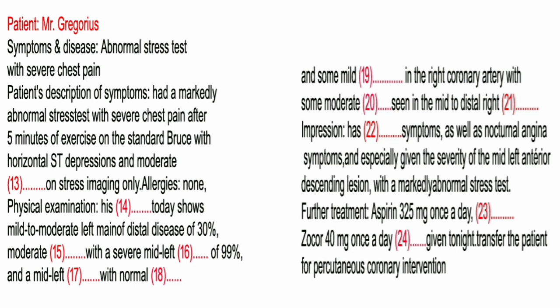He shows rest anginal symptoms, as well as nocturnal angina symptoms, and especially given the severity of the mid-left anterior descending lesion with a markedly abnormal stress test. I am prescribing him aspirin 325 milligrams once a day, Nexium 40 milligrams once a day, Zocor 40 milligrams once a day. Plavix 600 milligrams, which I am giving him tonight. I would suggest that you transfer him for percutaneous coronary intervention.